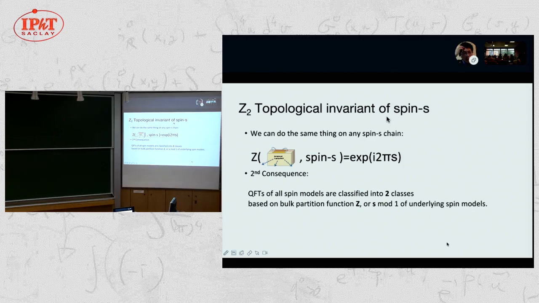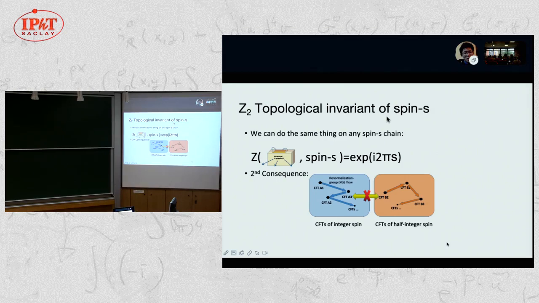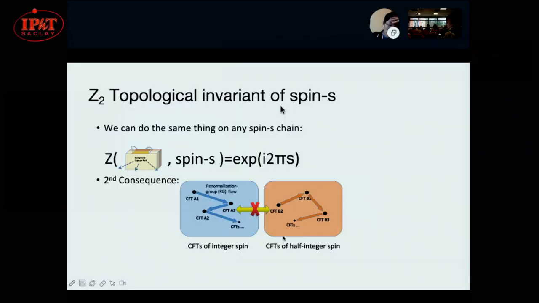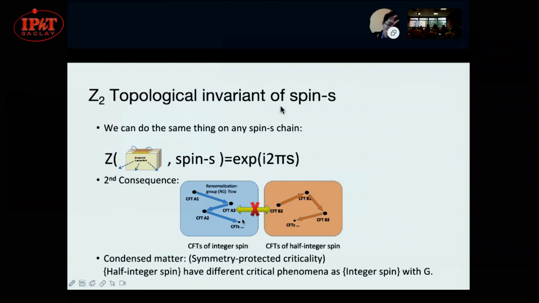Because the QFTs of half integer spin and integer spins have different response partition functions, we can classify all the spin model QFTs into two classes based on the S modulo one of the underlying spin models. So in the previous discussion on the criticality, we know that the RG flow cannot occur between the CFTs within two classes. It means we can classify the CFTs based on the connectedness of RG flows of one-dimensional spin models based on their S modulo one. So integer spin form a class, and the CFTs of half integer spin form the other class.